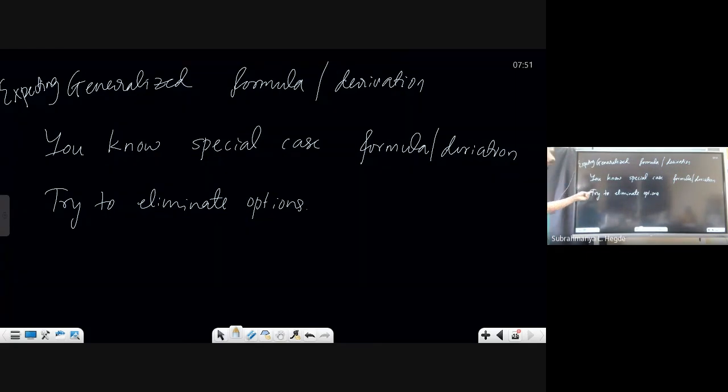If you are unable to eliminate options, they are expecting you to do the full calculation. If you are able to eliminate options, either they haven't taken care while designing the options, or they have designed the options so that you can eliminate them. That's how you deal with it in the exam.